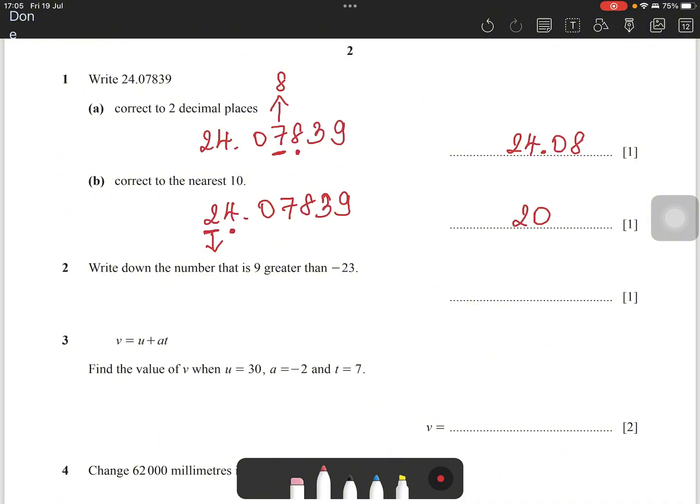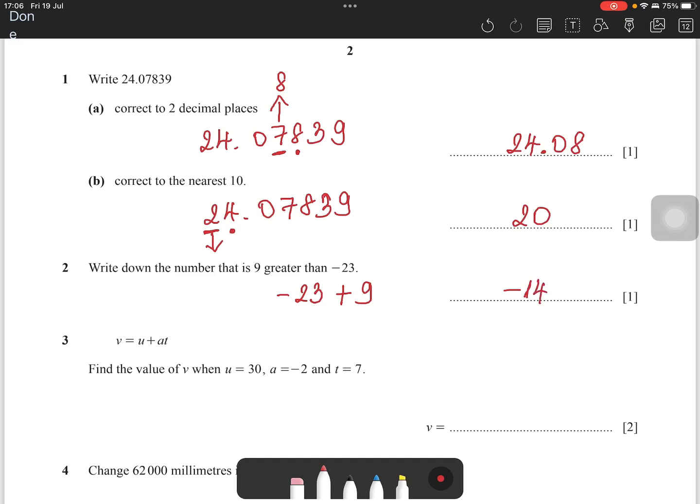Question 2. Write down the number that is 9 greater than negative 23. This is negative 23. If we want a number to be 9 greater than it, it means we need to add 9 more. So the answer is negative 14.